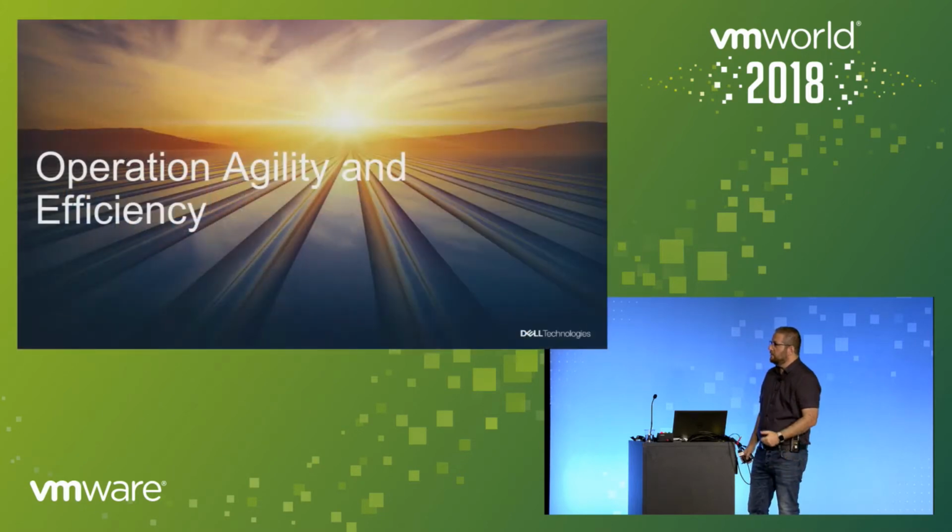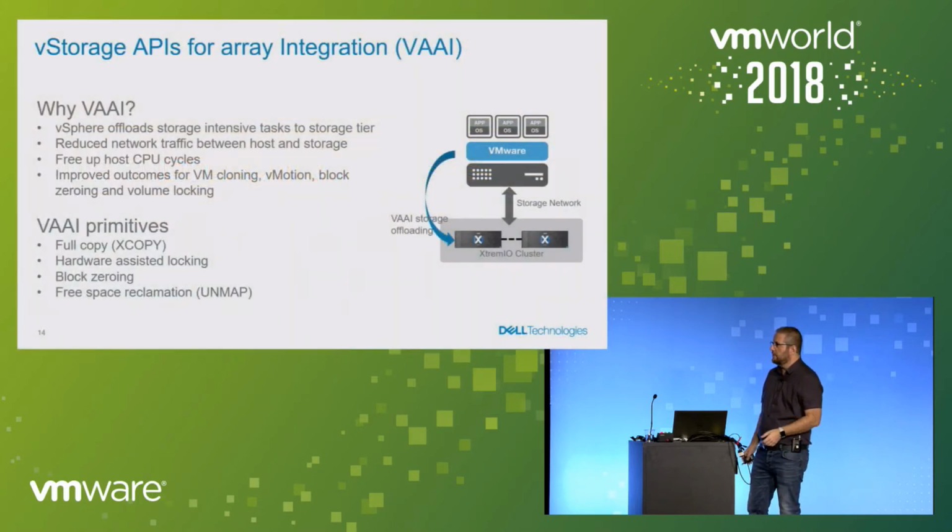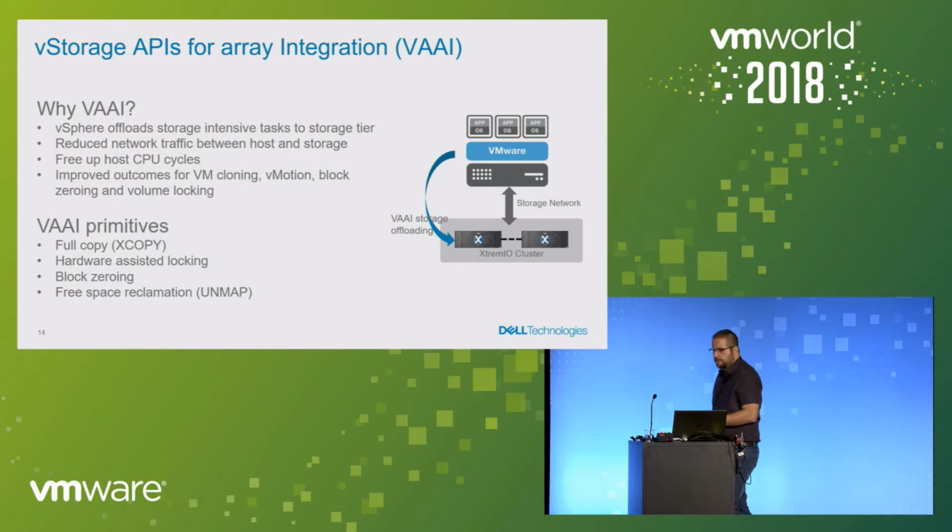Right, let's move on. Operational agility and efficiency. So we mentioned XCOPY, so let's do a little bit of a deep dive into XCOPY. Back in 2009, VMware came with a set of APIs called VAAI, VMware APIs for Array Integration. It basically means that I'm offloading a lot of my services from the host to be done directly at the ESX level, and some of them even directly at the storage level.